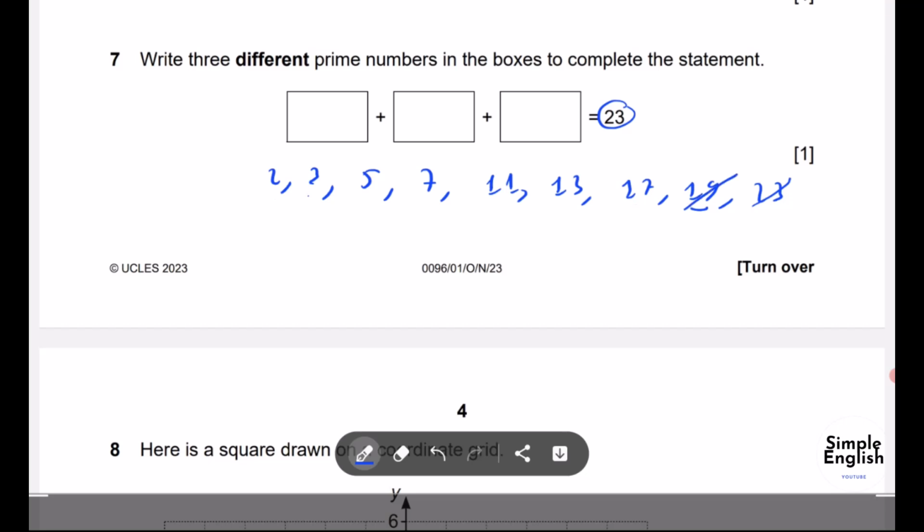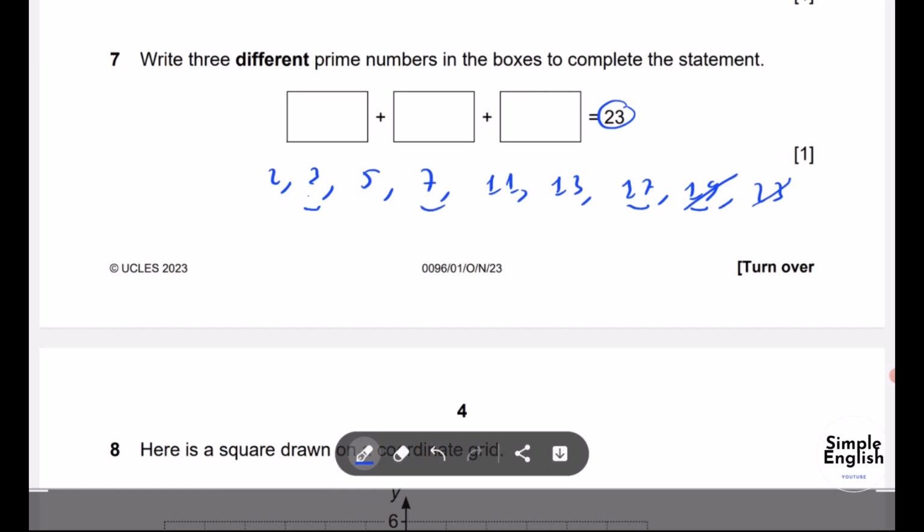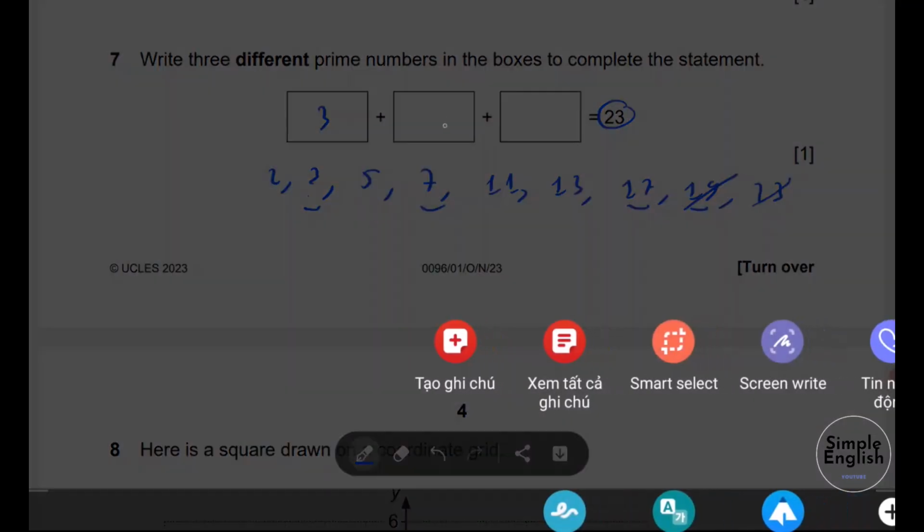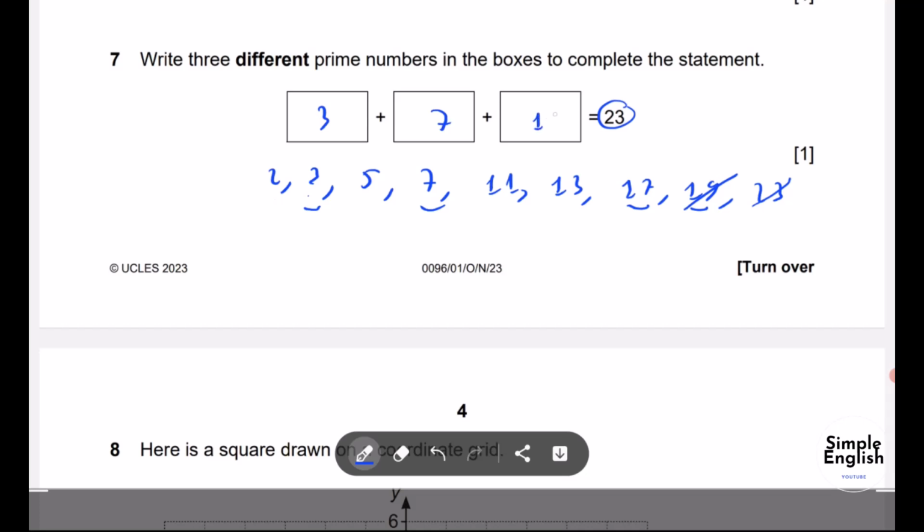How about 17? Let's check. 17, so with here 17, 3, 7, right? It means 3, 7, and 17. I'm sorry, it's not correct, not correct. Okay, let's check again. 3, 7, right? I'm sorry.